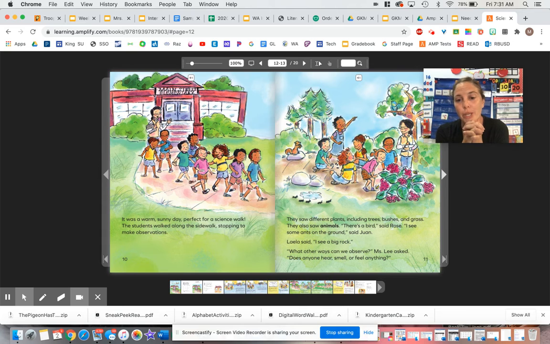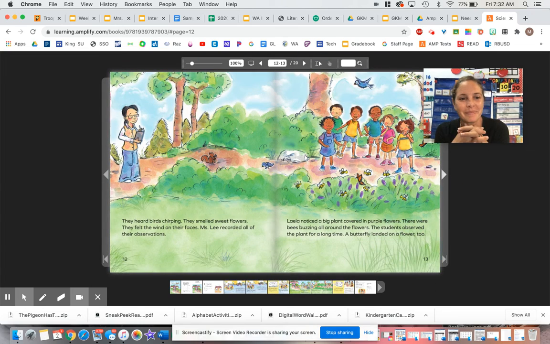What other ways can we observe? Miss Lee asked. Does anyone hear, smell, or feel anything? They heard birds chirping, they smelled sweet flowers, they felt the wind on their faces. Miss Lee recorded all of their observations.